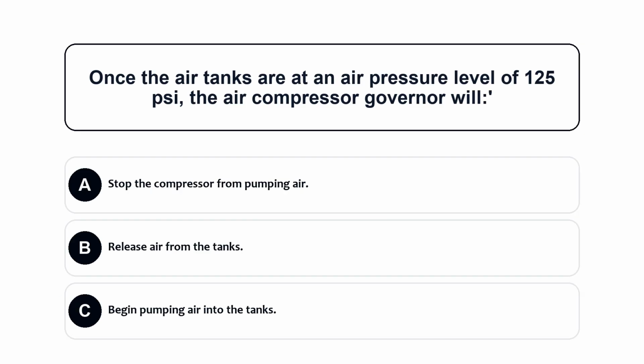Question 12. Once the air tanks are at an air pressure level of 125 psi, the air compressor governor will: option A, stop the compressor from pumping air. Option B, release air from the tanks. Option C, begin pumping air into the tanks.